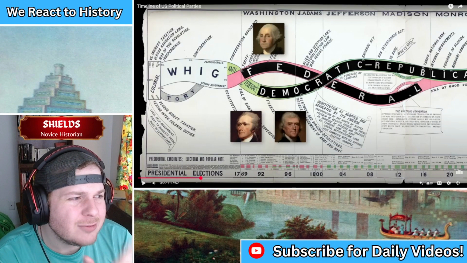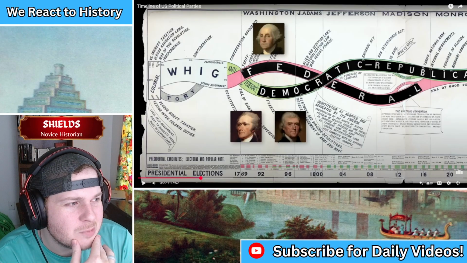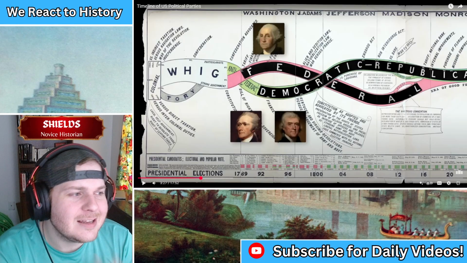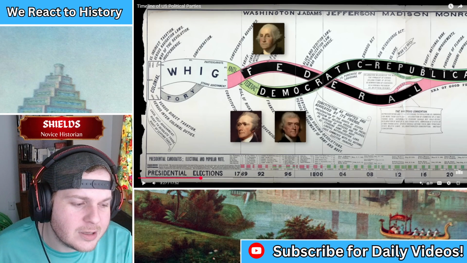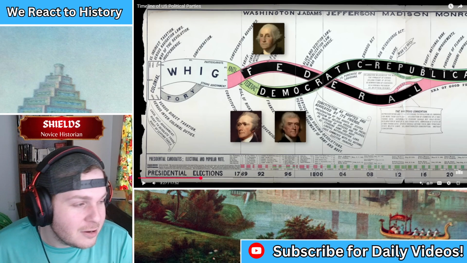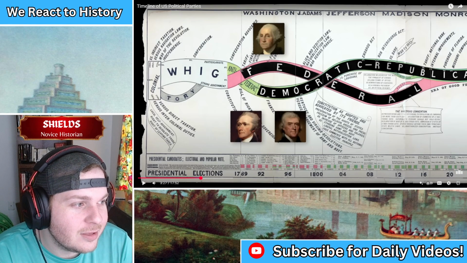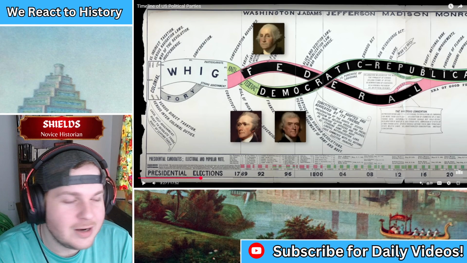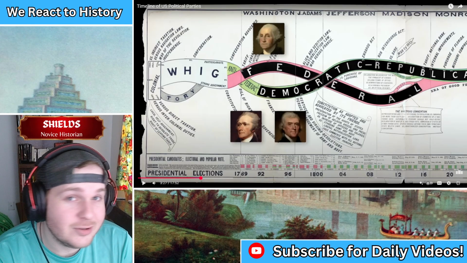But I don't see really much of a distinction between like 1860 Republican versus 2020 Republican. Obviously, they're very different. But in that case, would we have like a three-tiered Democratic Party and a three-tiered Republican Party? I'm not sure. It's an interesting thing.